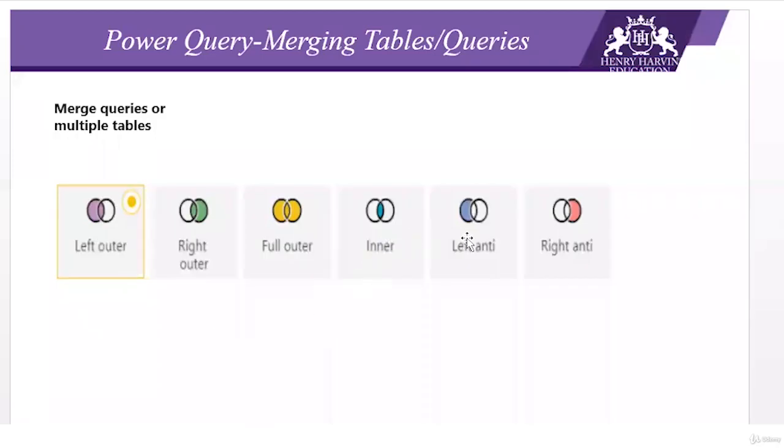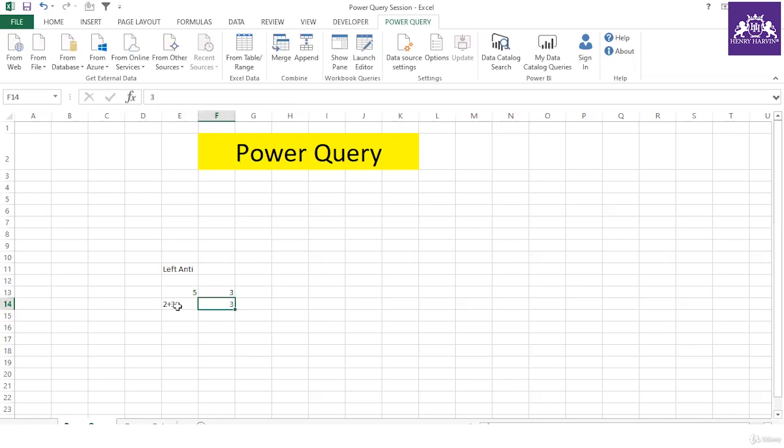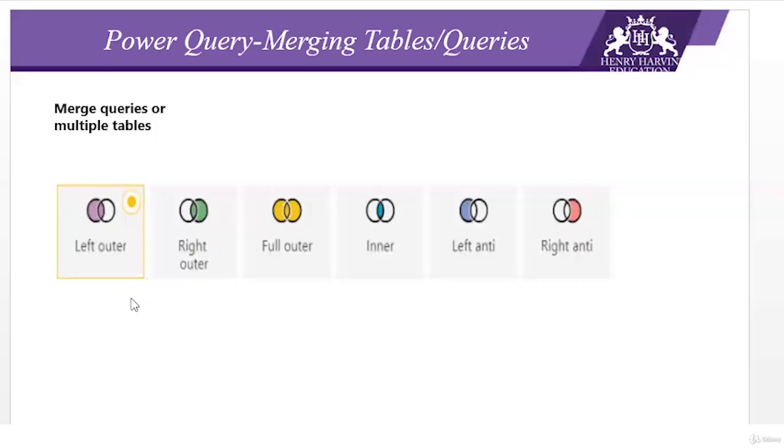Now you can see the round, left anti. Whatever is not there in the right, that actually I need. So of course 2 is not there, so 2 will be our left anti. So guys, this way you have to understand what it means and everything.